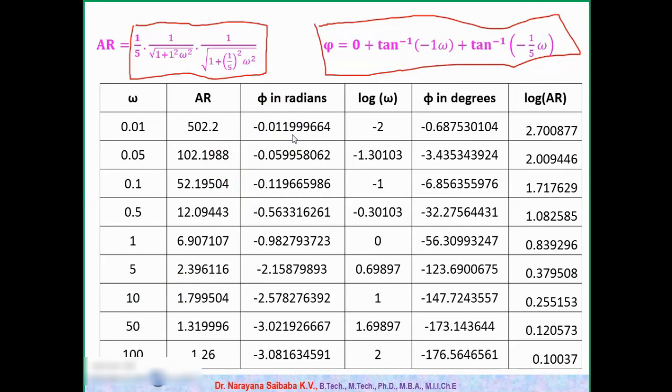See here, if you use log-log plot and semi-log plot, then AR and phi values only you have to calculate. But if you use an ordinary rectangular graph, then you have to calculate log AR values as well as log omega values. Here omega we know, so corresponding log omega value you have to calculate. Similarly, AR value we know, so corresponding log AR values you have to calculate.